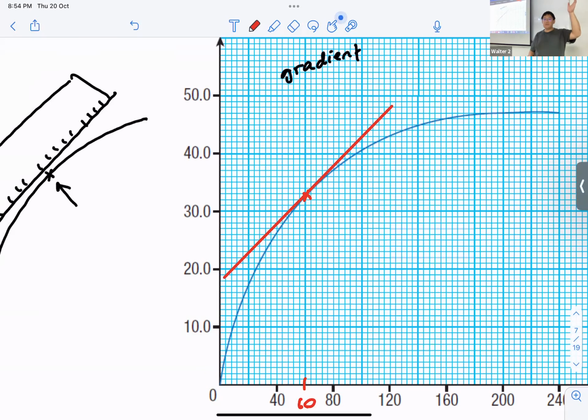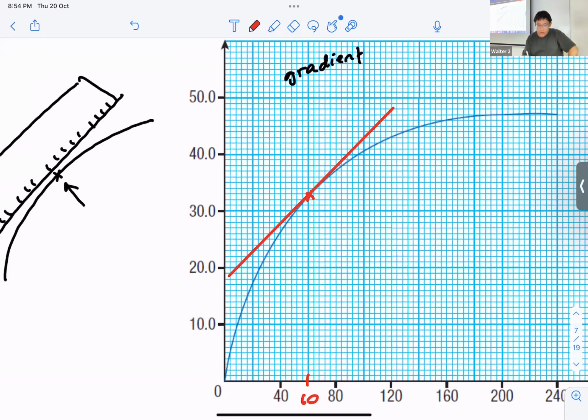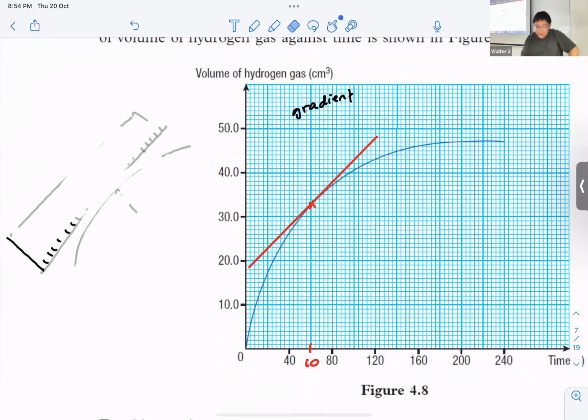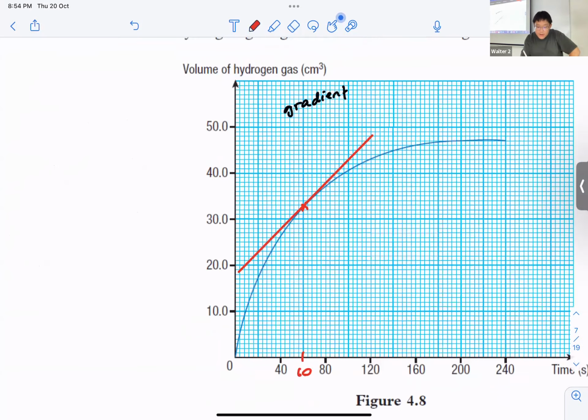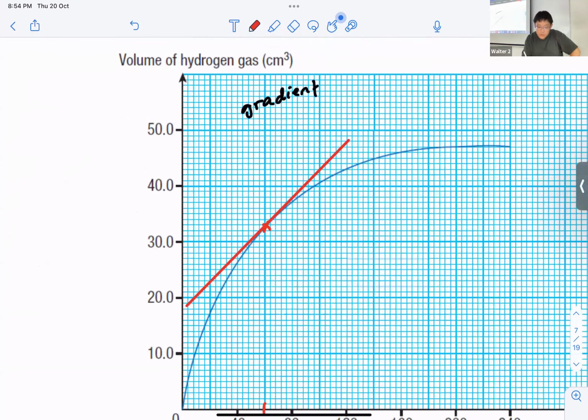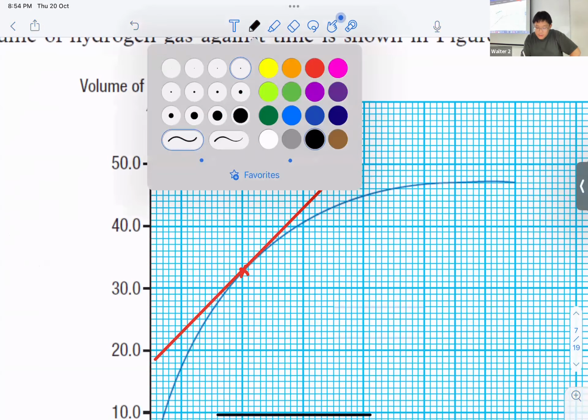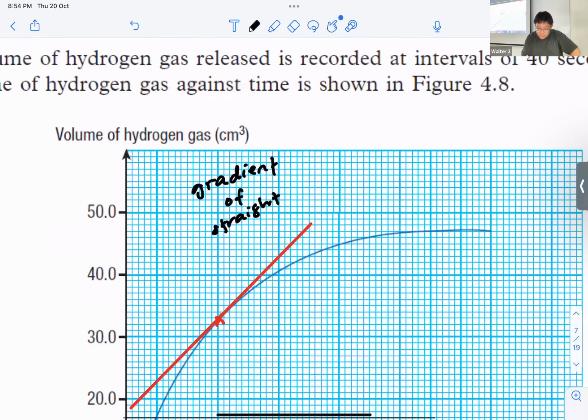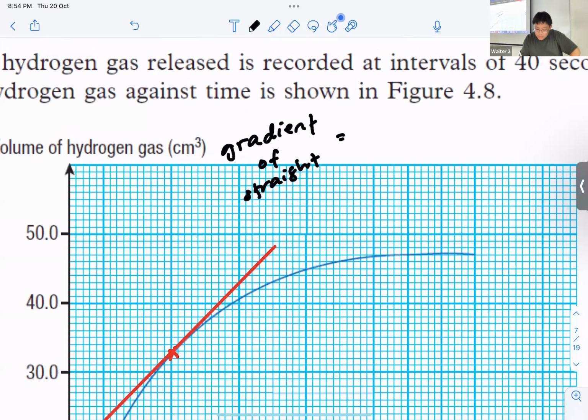Okay, everyone done with the lines? Yes. Okay, all right. Now that you understand already, to calculate the instantaneous rate of reaction for the 60th second, we're going to calculate the gradient of the straight line that we just drew. So I say here, gradient of straight line equals instantaneous rate of reaction. Don't write inside the graph, write outside.